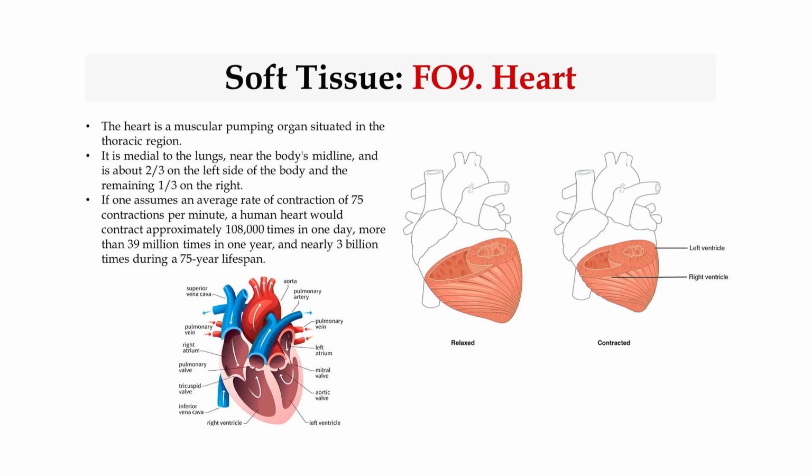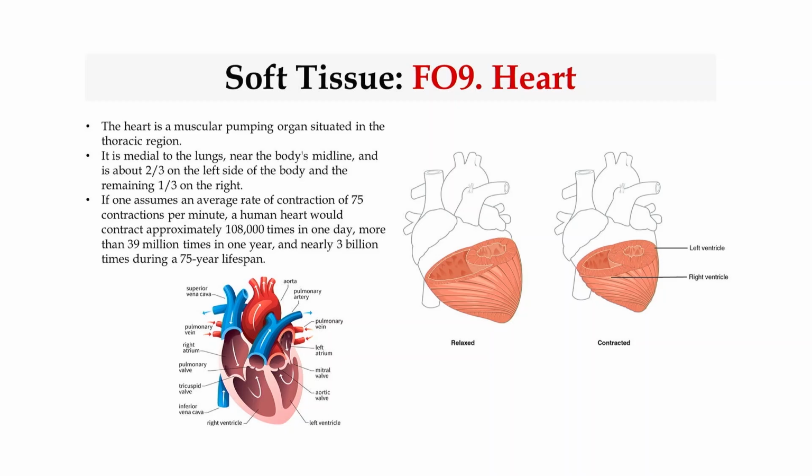Okay, the next one is the most classic and the most commonly studied soft tissue, which is the human heart. It's a muscular pumping organ situated in the thoracic region. It is medial to the lungs and near the body's midline, with about 2/3 on the left side of the body and the remaining 1/3 on the right. So it's a little bit more towards the left. Typically, if you're trying to feel your heartbeat, you would put your palm a little bit towards your left rather than in the middle or to the right, right?